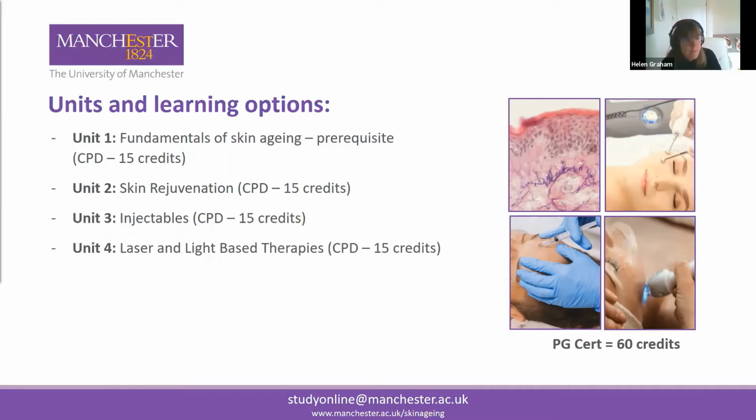Unit 2 is skin rejuvenation. Unit 3 is injectables in aesthetic medicine, and Unit 4 is laser and light-based therapies. Each of these units are 15 credits. If you collect all 15 credits, then you can be awarded the postgraduate certificate.